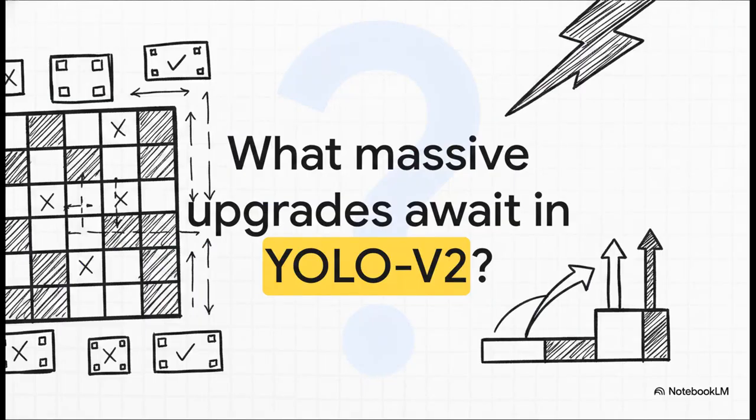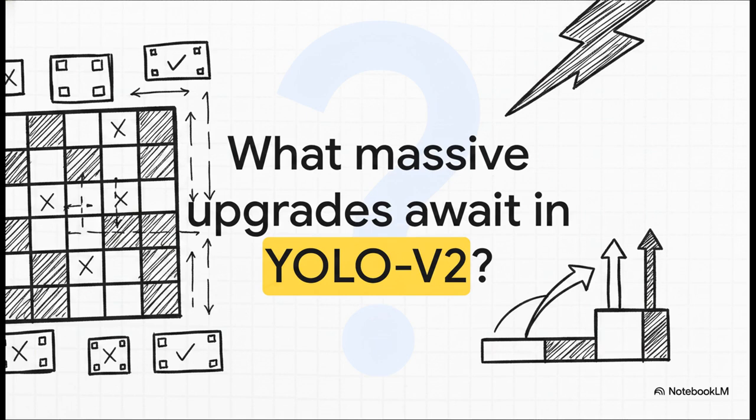Think about what we've covered today. This model took an image, sliced it into 49 cells, forced them to compete, generated localized and global bounding boxes, and strictly graded its own work, all in a single lightning-fast pass. It fundamentally changed the game.